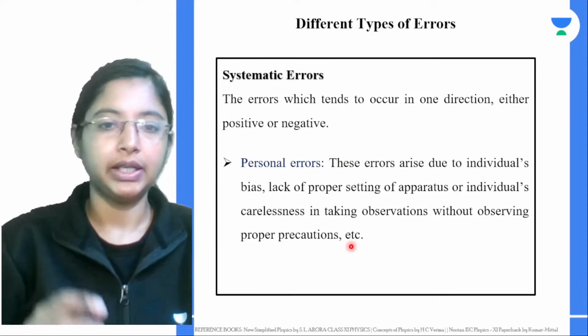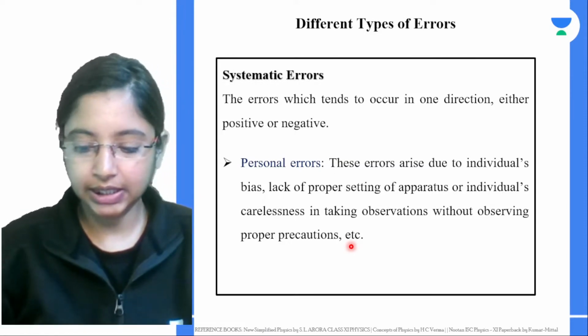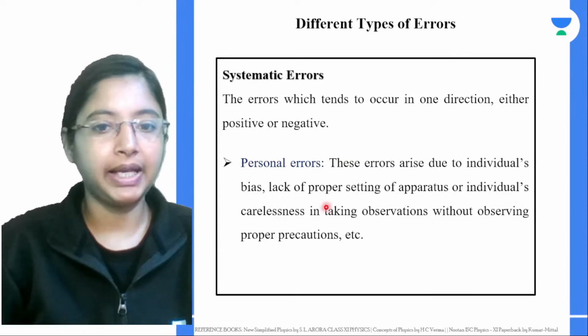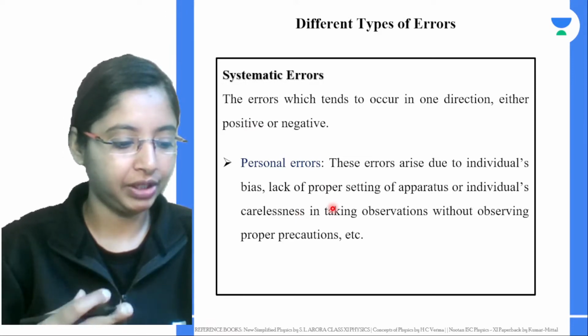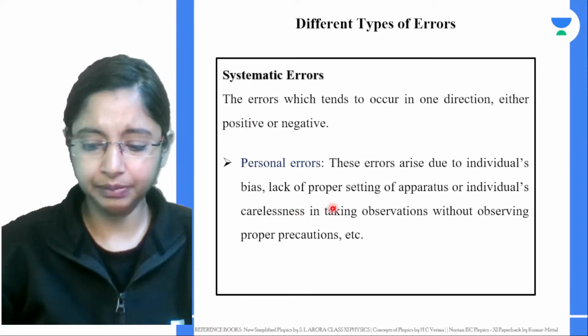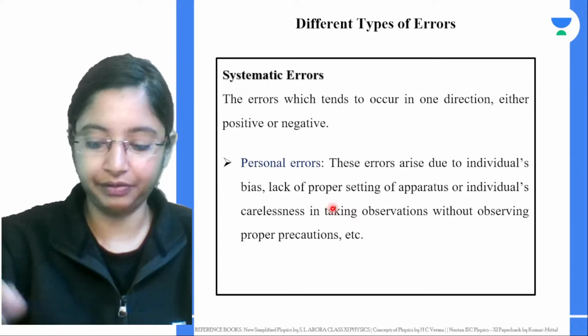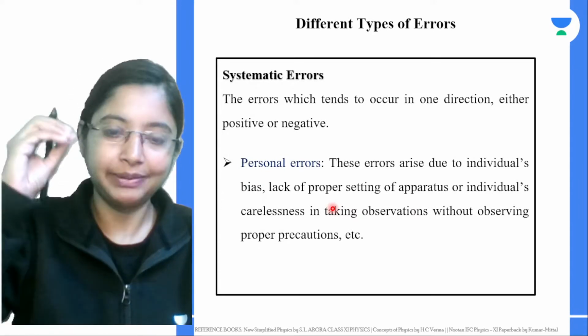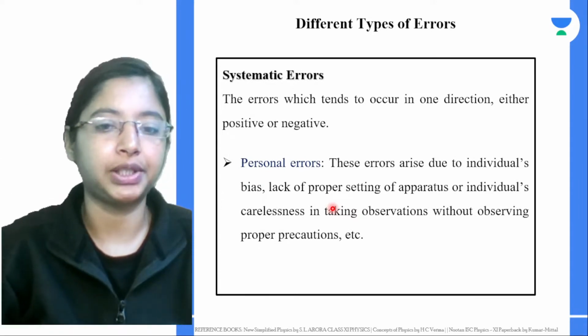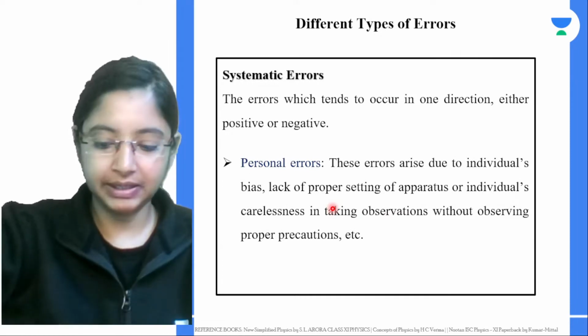So these personal errors, you can correct them by repeating the experiment a different number of times, or by doing the observation much more carefully. Then these personal errors can be avoided.